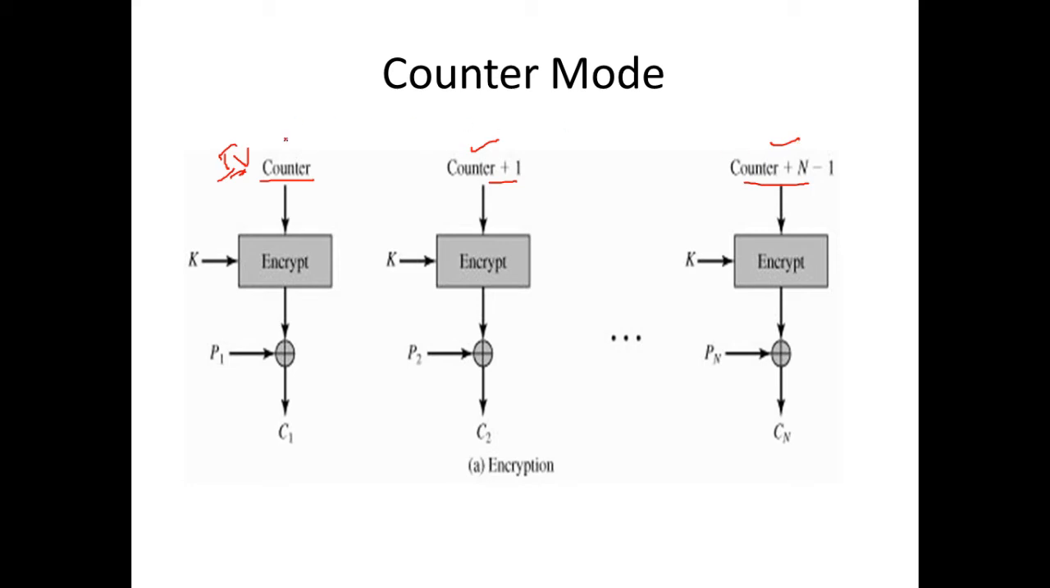They also call the counter a nonce, or number used only once. Say you use 64 bits of some number. The only thing you have to keep in mind is that for every other block that you're going to encrypt, this counter will be incremented.